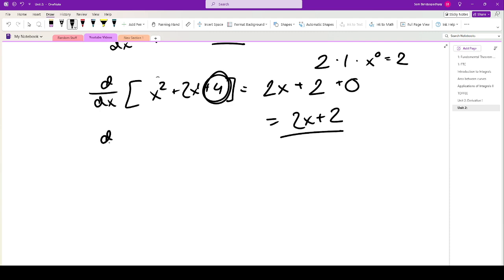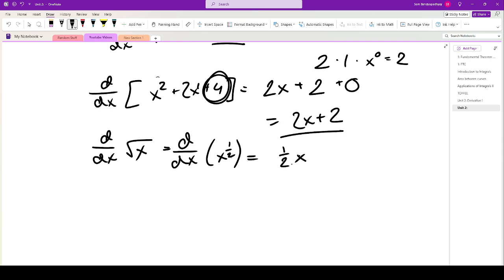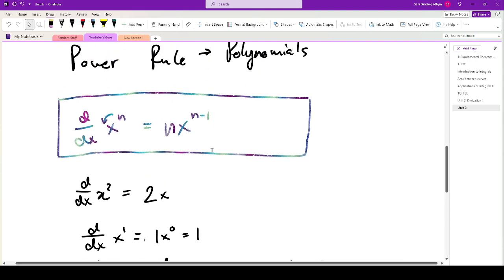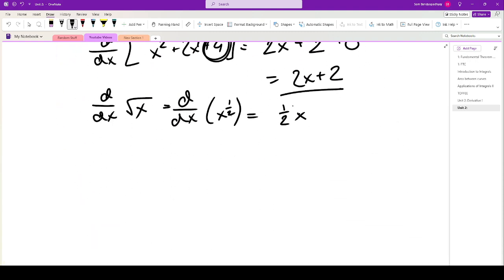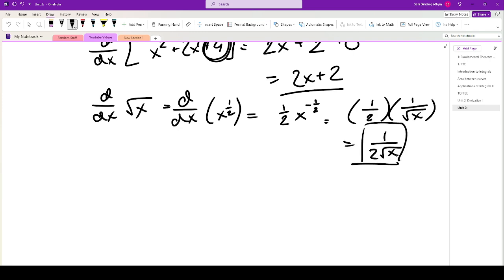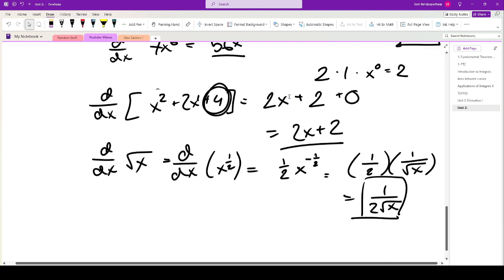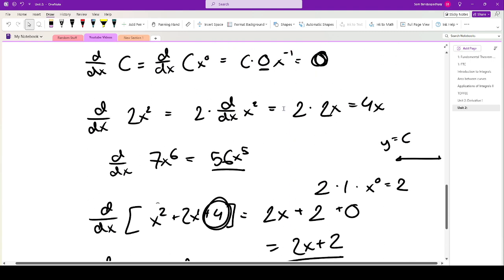And it's not just polynomials, right? Say you're taking the derivative of root x, okay? This is simply the derivative of x to the 1/2, right? So if we apply our power rule, n is 1/2, so it's going to be 1/2 x to, remember, n minus 1, right? So n minus 1 here is going to be 1/2 minus 1, which is negative 1/2. So this is going to be 1/2 times 1 over root x, or 1 over 2 root x, right? So the power rule basically makes taking the derivative of functions like these infinitely simpler, right?